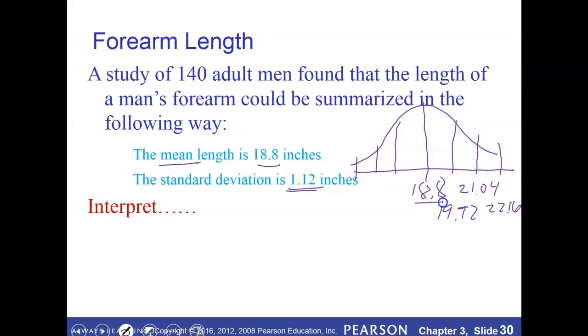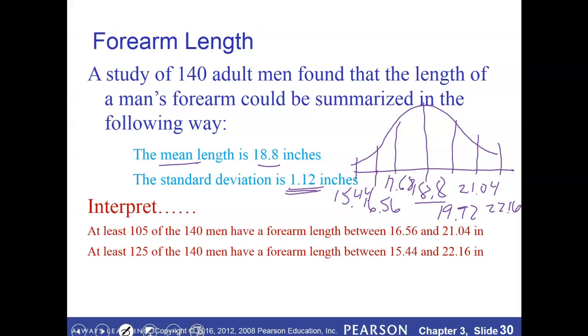So I would start with the mean, 18.8, and subtract 1.12, which is 17.68. That would be 1 standard deviation below the mean. If I go 2 standard deviations below the mean, I'm at 16.56. And if I go 3 standard deviations below the mean, I'm at 15.44. I don't know if this is bell-shaped. It could be any shaped curve for Chebyshev's rule, but this is the interpretation that we would have.